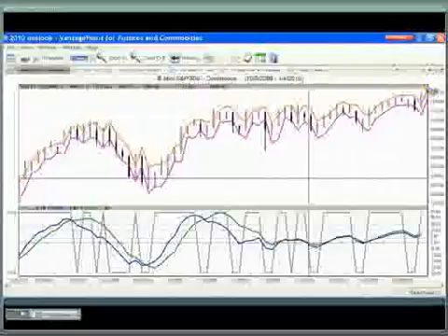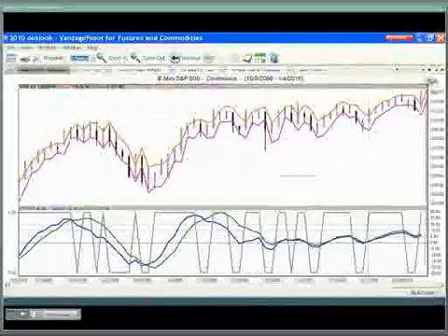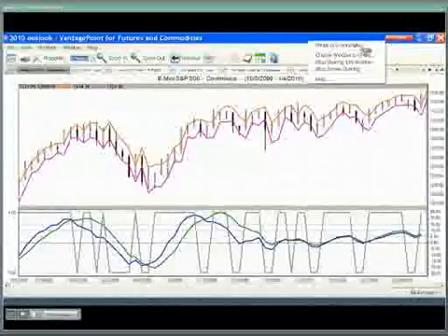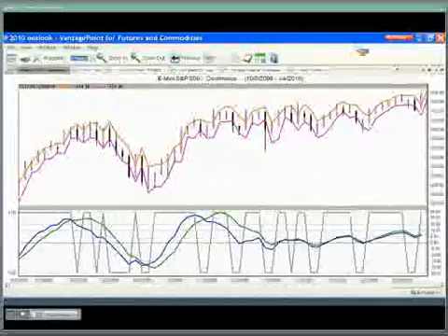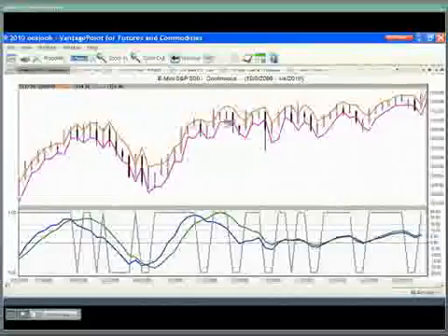And I'm going to switch over here to a chart, and we're going to take a picture of this chart, and we're going to talk about it a little bit more as to how it can be used.